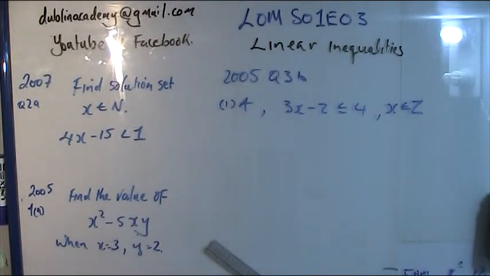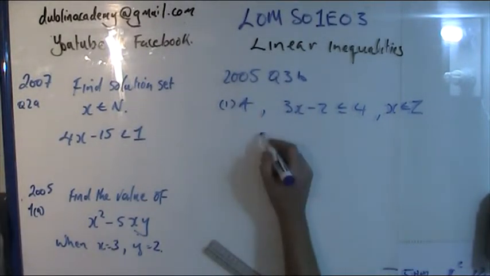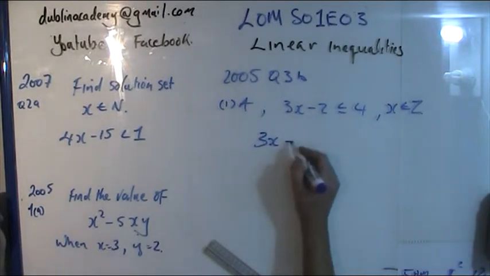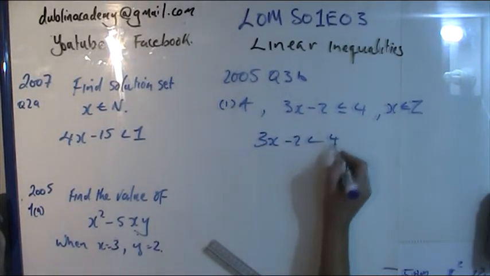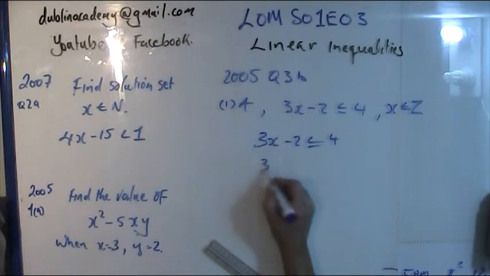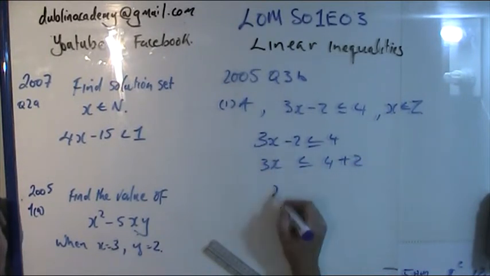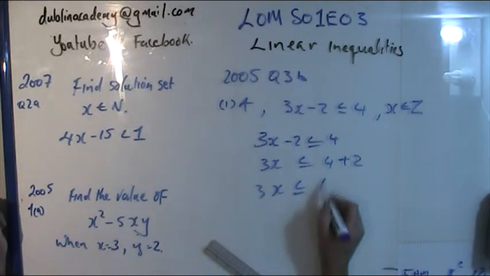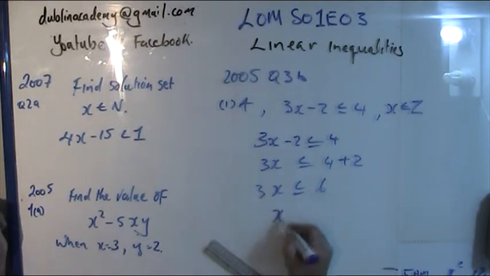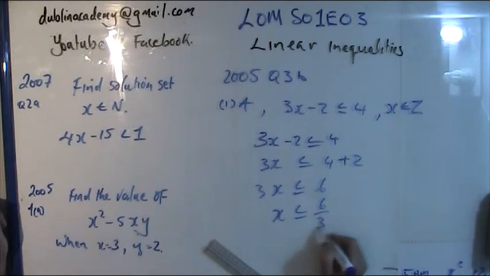So it's got 3x minus 2 is less than or equal to 4, so I just solved that. I'll just write it out again. 3x less than or equal to 4, bring across the minus, becomes 2. So 3x is less than or equal to 6. I'm jumping the gun here. X is less than or equal to 6 divided by 3.